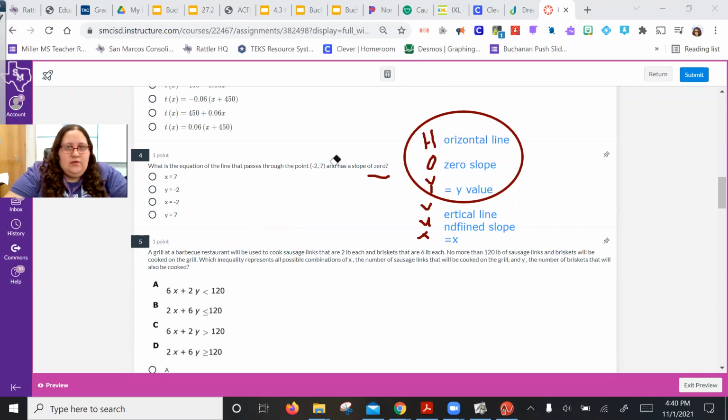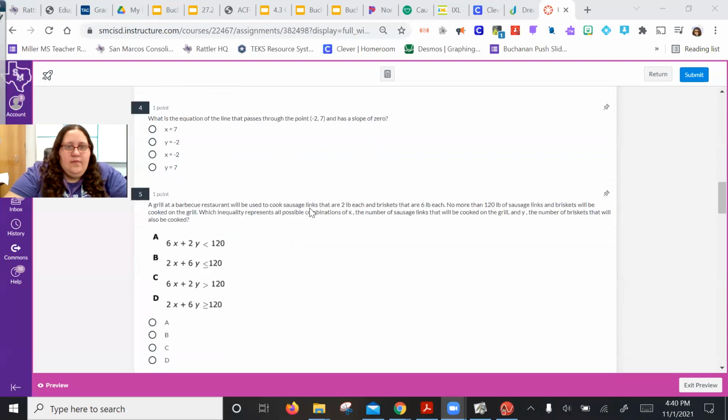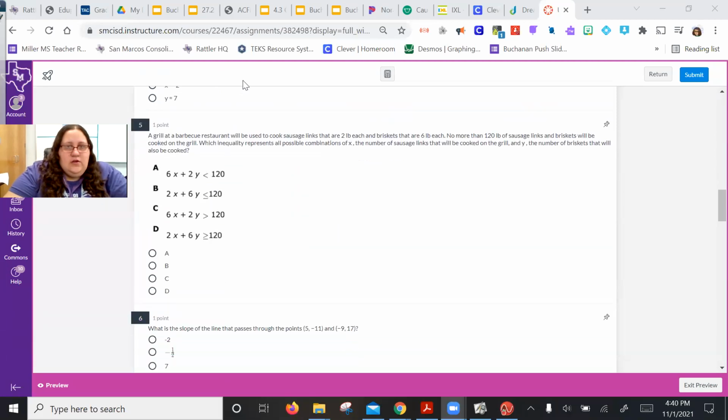So I'll go ahead and erase. We'll probably use Hoy-Vux again a little bit later. So our next one says a grill at a barbecue restaurant will be used to cook sausage links that are 2 pounds each, and briskets that are 6 pounds each. That's briskets, that's sausage links.